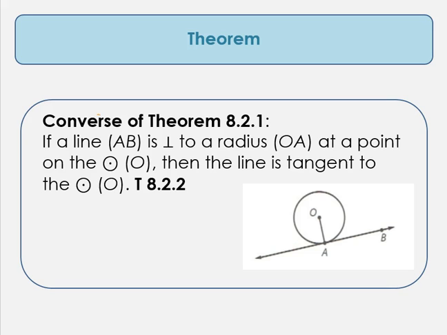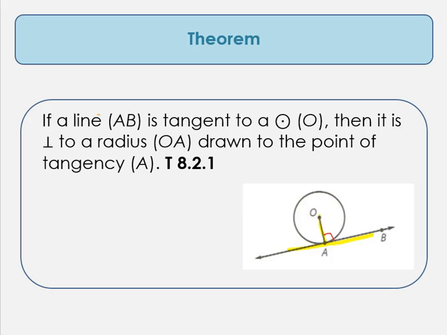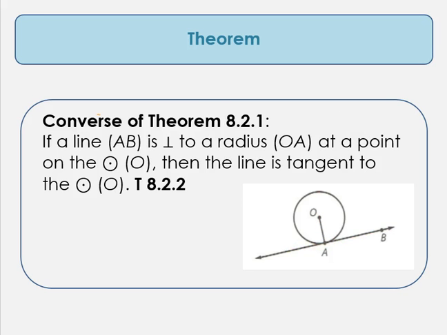We have the converse of Theorem 8.2.1. Notice, same drawing. It tells you if line AB happens to be perpendicular to radius OA at the point on the circle O, then the line is tangent to circle O. So if we go back and forth and look at both of these, 8.2.1 says if a line is tangent. 8.2.2 says if a line is perpendicular. So be sure that you have the differences in your notes.